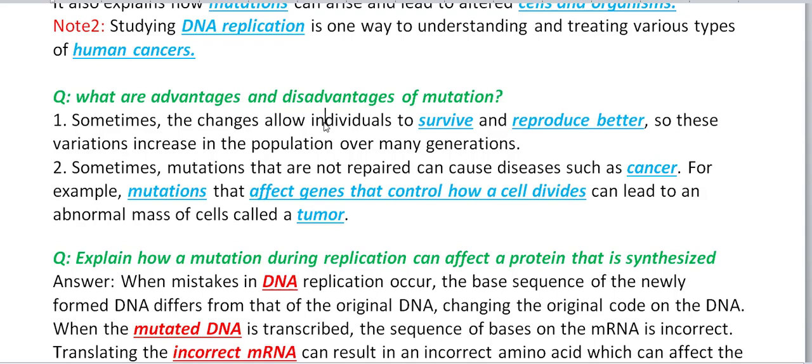After some decades, these insects are no longer killed by this pesticide or insecticide, because a mutation allows the insects to protect themselves from these substances. So mutation can cause the organism to survive and reproduce better.